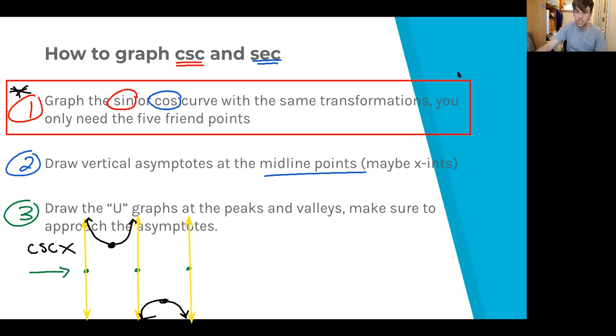Let's go ahead and sketch out one cycle of secant as well. So for secant, we would plot our 5 points for cosine. So let's just say we have a cosine equation here, and we get our 5 friend points. And we're not going to draw in the cosine curve, but we have our midline points, right? Midline is right here. We want to put those asymptotes there. So it's a little different than the other one. We have an asymptote here, and we have an asymptote here. Seems good. Looks a little different. Cosecant had 3 asymptotes because we had 3 midline points, whereas this one has only 2.